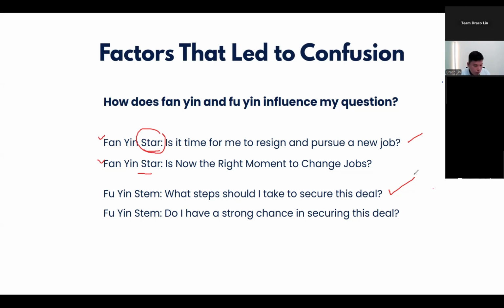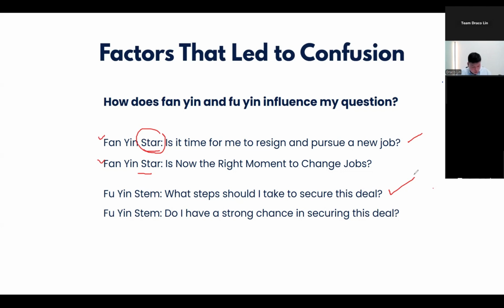And Fu Yin stems. Stems here are related to people, but not action. And here you are asking about taking an action to secure the deal, so the answer can be either way, whether to take it or not. But in the second one, do I have a strong chance in securing this deal? The answer can be no, because it is a Fu Yin stem, because here it's all about me doing something. Is that right? What do you say? I get your point.